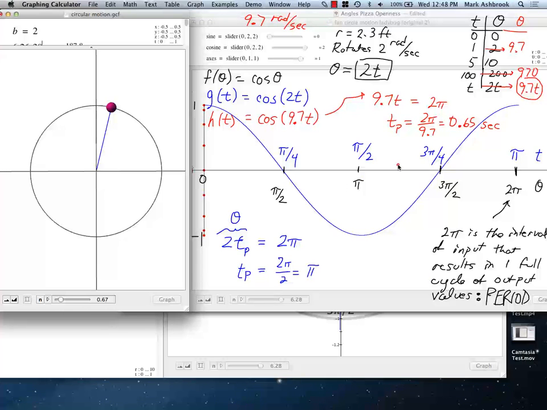Okay, questions on that? So I want to summarize one last thing here. So what is the period? For any given function, you have to look at your input. It's the interval of input that results in 1 full cycle. The way we can figure that out is knowing that the period of just the cosine is 2 pi. So whatever you're putting into cosine, you make that equivalent to 2 pi, and then solve for your input variable. That's going to be the value that makes the angle 2 pi and gives you 1 full cycle.